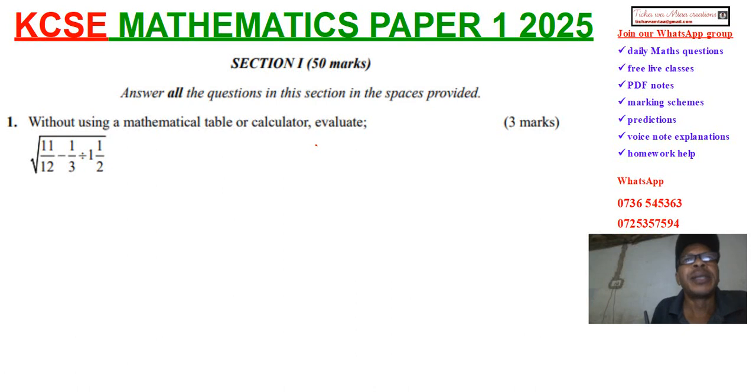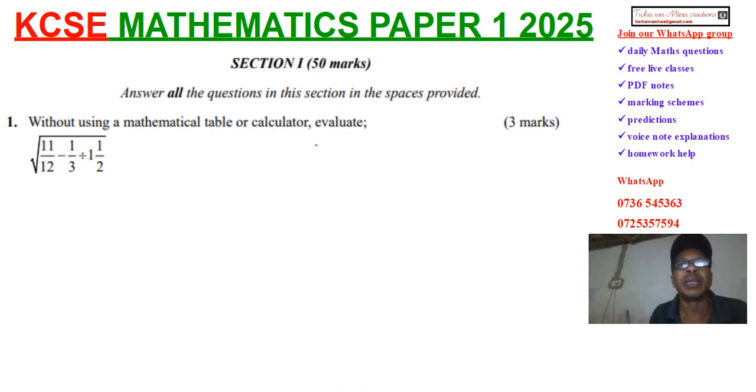So this is 2025 KCSE Mathematics Paper 1, question number 1. And this is section A, or section 1, which consists of 50 marks, consists of 16 questions. These are questions from Form 1 and Form 2. So this first question we are saying, without using a mathematical table or calculator, evaluate.